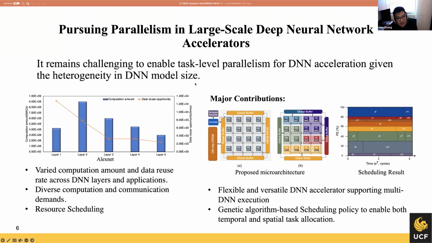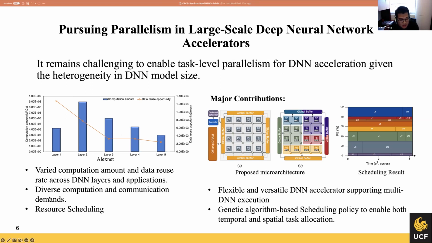And the second one is we aim to enable task level parallelism for DNN acceleration. So the previous project is mainly targeted at data level parallelism. Actually, there's some dependency between those different layers within one DNN model. Therefore, sometimes the large chip can have some underutilization issues. So that's the reason why we should support multi-application execution to fully utilize those memory computation resources.